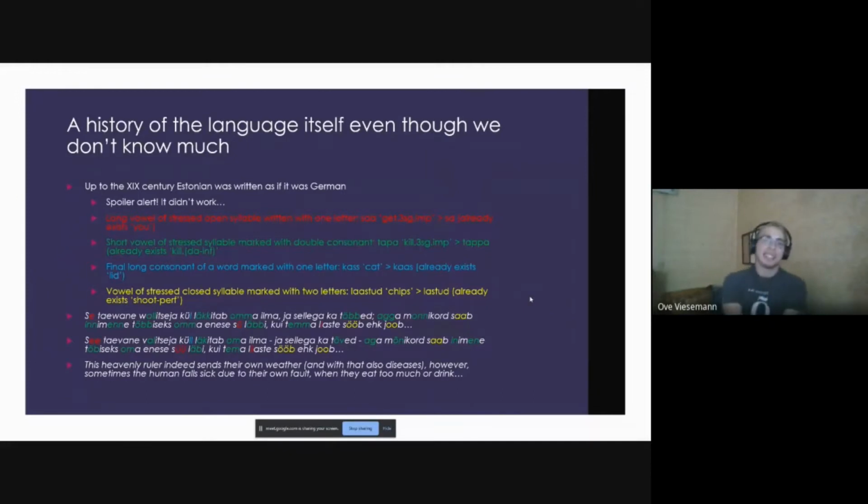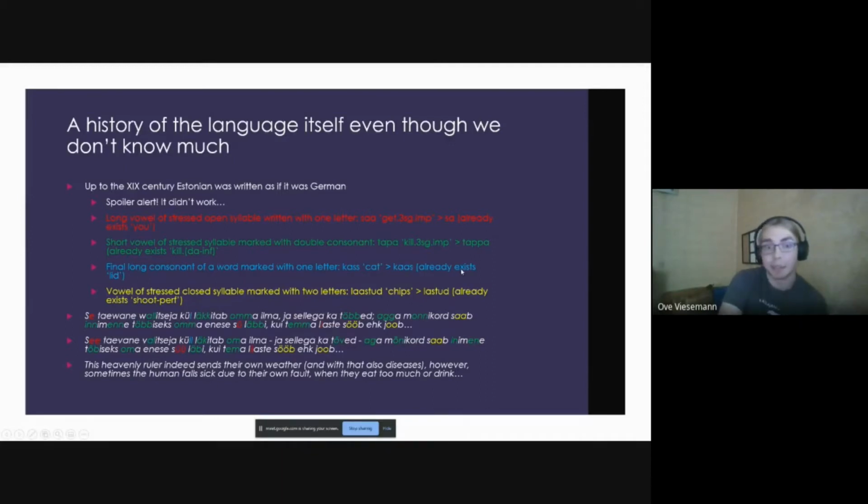Up to the 19th century, Estonian was written with German orthography, and well, it didn't work well because long vowels of stressed open syllable was written with one letter, like sa and saa. They are different. Short vowel stressed syllable marked with double consonant, tapa versus tappa, both different words but written the same. Final long consonant of a word marked with one letter, and kass, it would be written as kas.